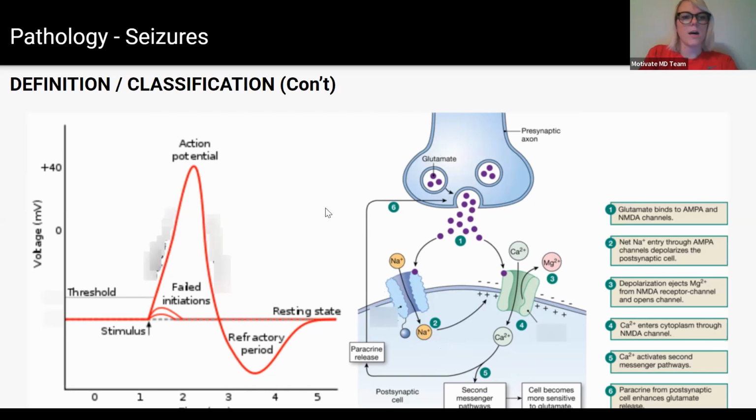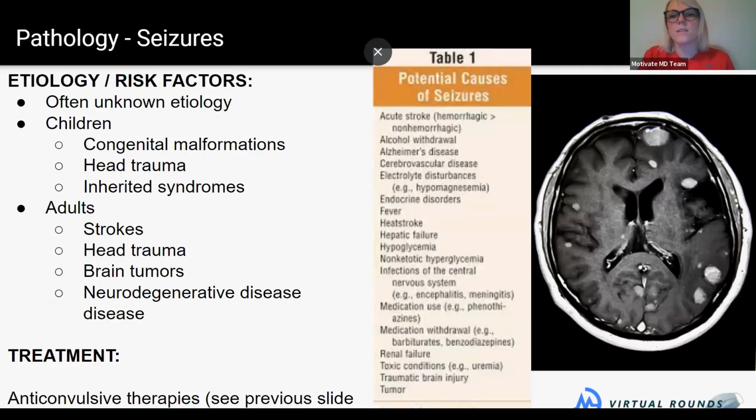All right, let's keep going. When we talk about the pathology of seizures, the etiology and risk factors, often we don't know why it happens. It just happens. But in children, we can have congenital malformations, like arteriovenous malformation, which you should put on your differential. Also head trauma and inherited syndromes. In adults, there are tons of things that can cause it: stroke, alcohol withdrawal, which we call status epilepticus secondary to DTs, important to avoid in people withdrawing from alcohol. Also Alzheimer's disease, electrolyte disturbances, fever, endocrine causes, which we talked about, medications, and renal failure. Lots of different causes.